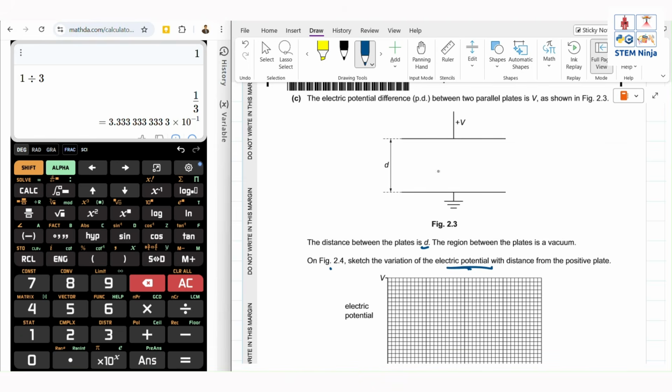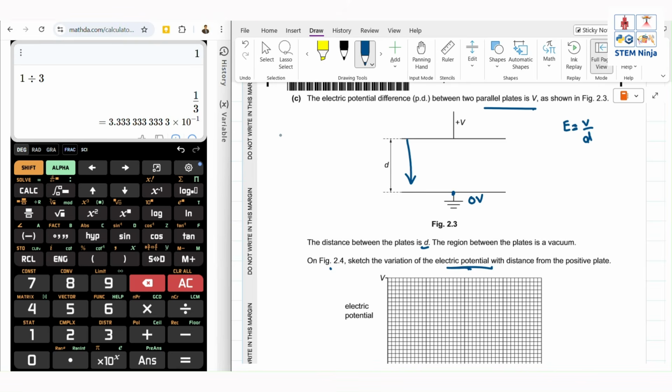Okay, so over here you have ground, so this is 0 volts. Simple. And since these are parallel plates, we usually say that this is a uniform electric field. So uniform electric field means the potential change is also going to be uniform.